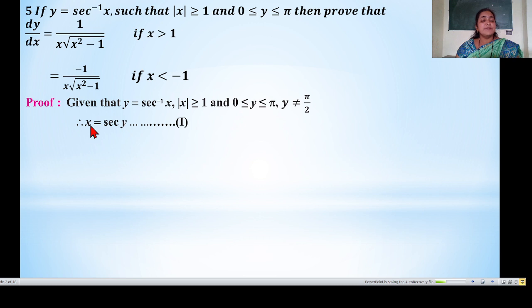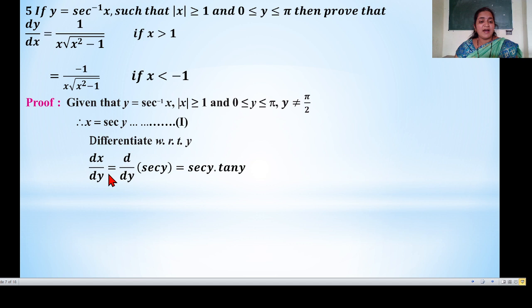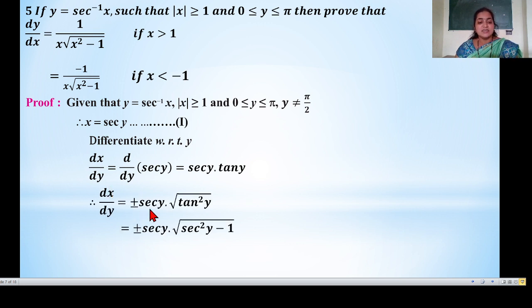Now we differentiate this x with respect to y. So we get dx by dy is equal to the derivative of this term. This is the standard function. So what is the sec y derivative? It is sec y multiplied by tan y. Now this tan y we can replace by square root of tan square y. So dx by dy is equal to plus minus sec y, as it is multiplied by tan y, we can write square root of tan square y.